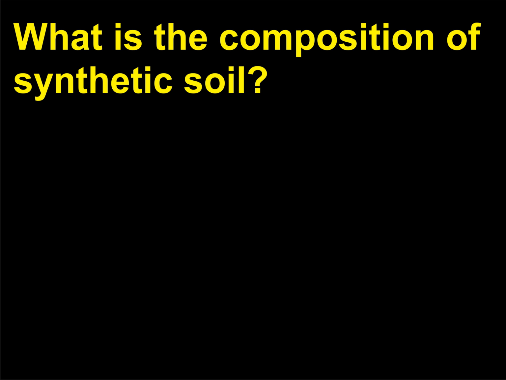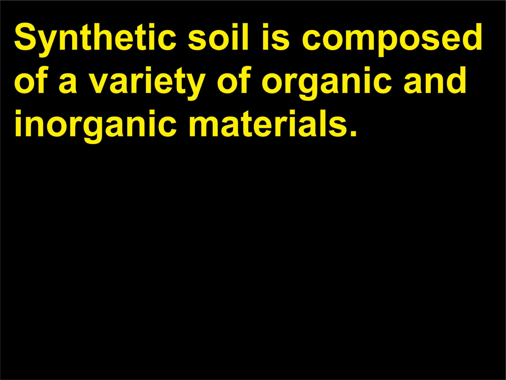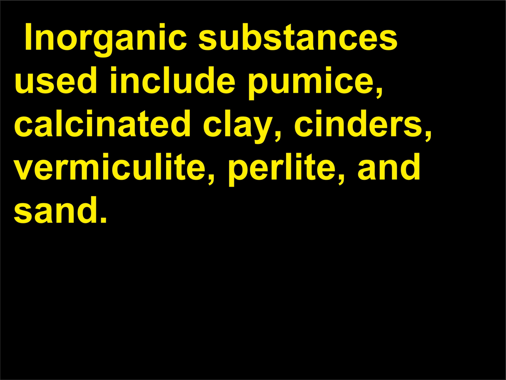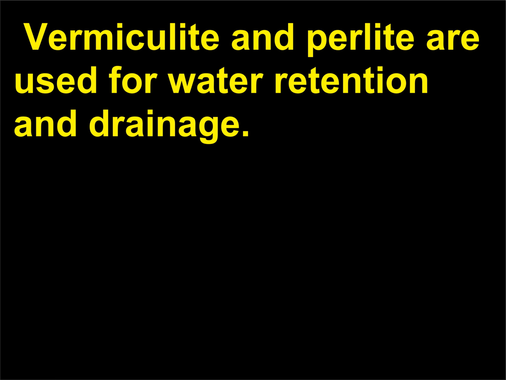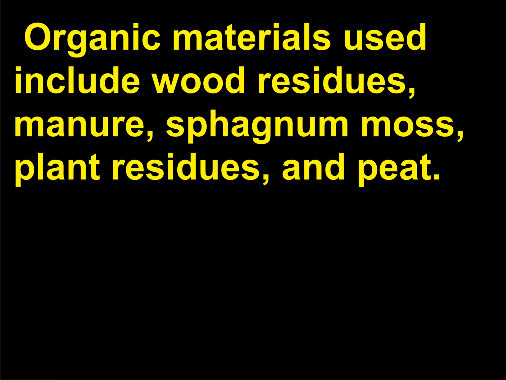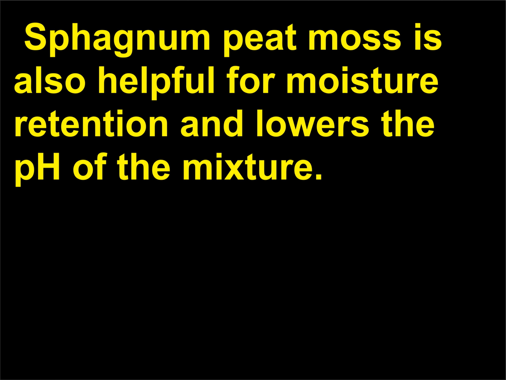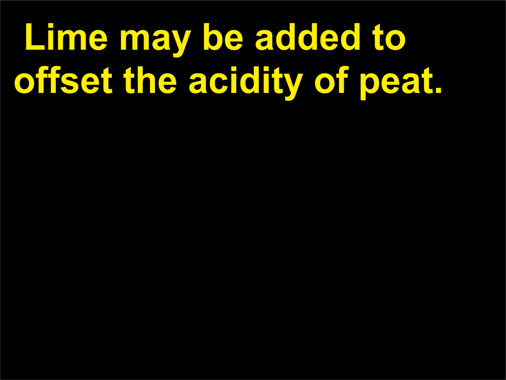What is the composition of synthetic soil? Synthetic soil is composed of a variety of organic and inorganic materials. Inorganic substances used include pumice, calcined clay, cinders, vermiculite, perlite, and sand. Vermiculite and perlite are used for water retention and drainage. Organic materials used include wood residues, manure, sphagnum moss, plant residues, and peat. Sphagnum peat moss is also helpful for moisture retention and lowers the pH of the mixture. Lime may be added to offset the acidity of peat.